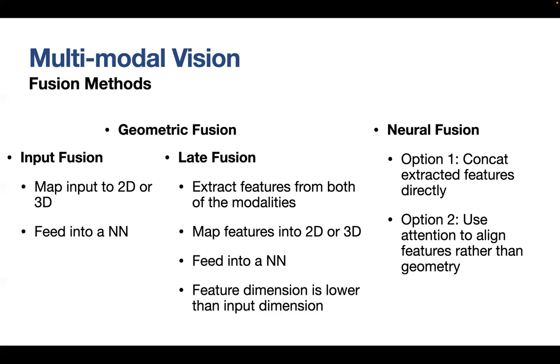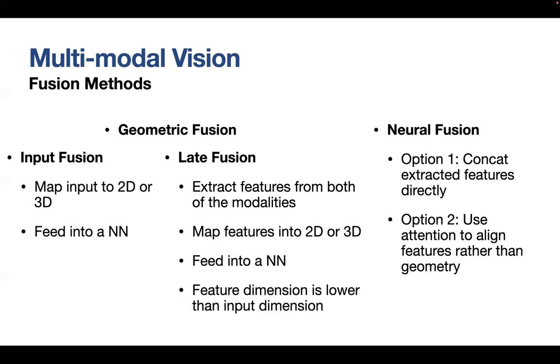We can map the LiDAR point cloud into, for example, bird's eye view or any kind of view that is similar to the camera. And then we just find the appropriate pixel in the image, and we add this depth information, for example, to the appropriate pixel in the image. So this is called input fusion. Without doing any neural network, we map the input to both 2D or both 3D, and then we feed this input to a neural network.